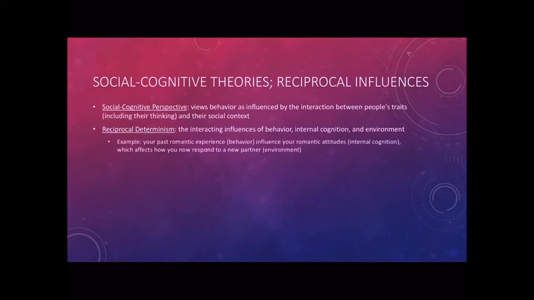Your past romantic experience, which would have been a behavior, influences your romantic attitudes or your internal cognition, which affects how you now respond to a new partner, your environment. So you can see how these three things, behavior, internal cognition, and environment, all interact to affect your current behavior, your future behavior.